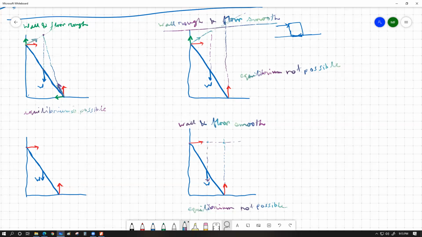So obviously this case over here should be wall smooth and floor rough. What's going to happen for this case? The friction force for the wall would be absent, whereas the friction force for the floor would be there. So let me just try and draw that. And now the resultant force for the bottom corner can be working in the upward left direction.